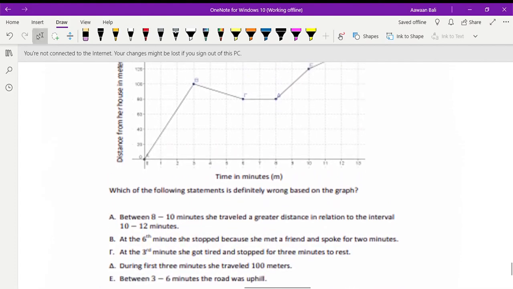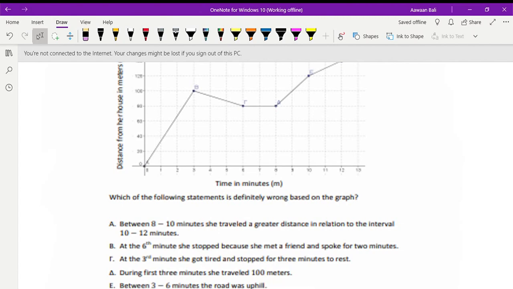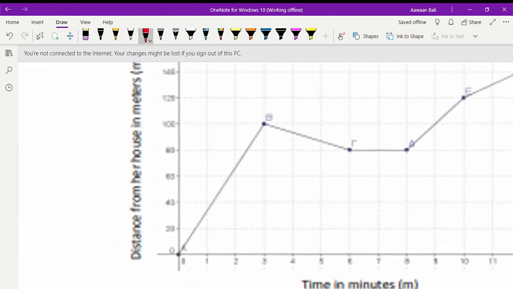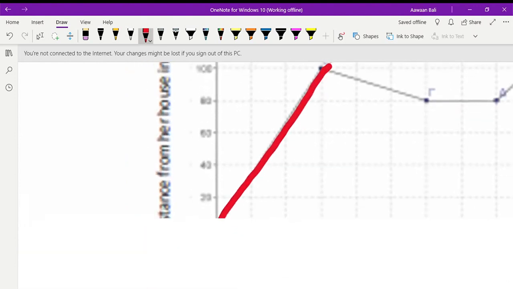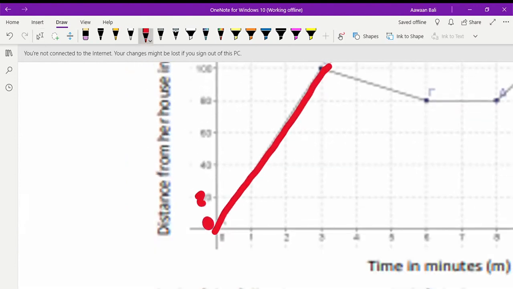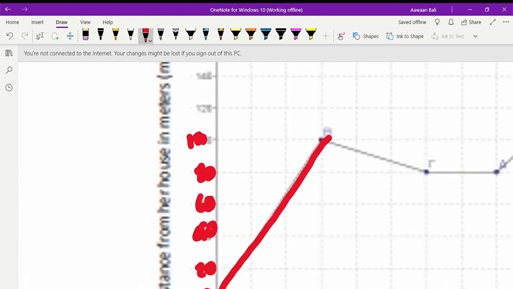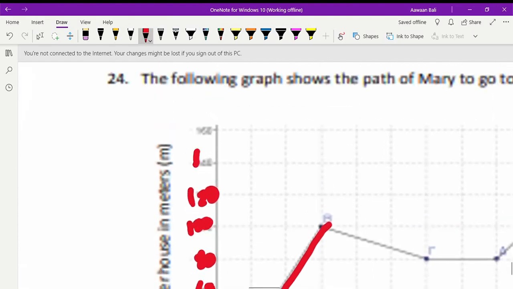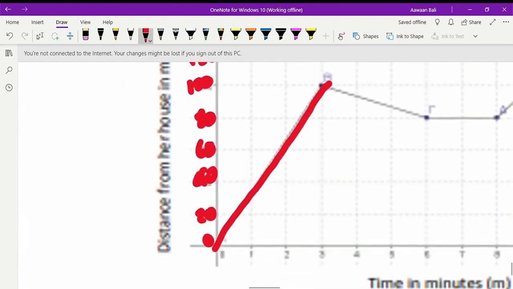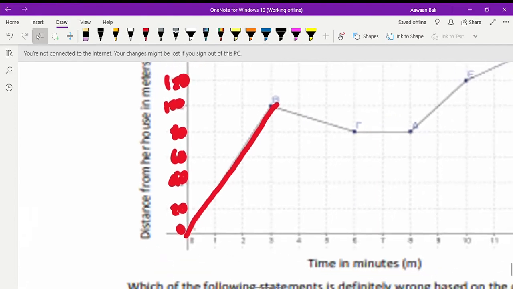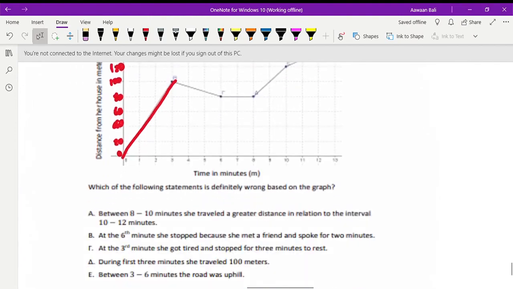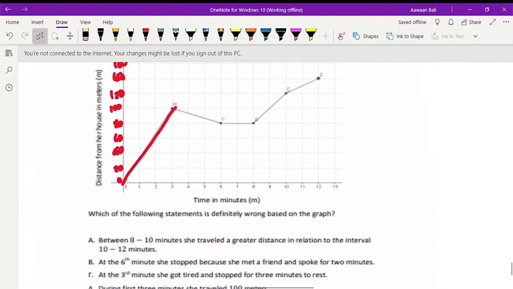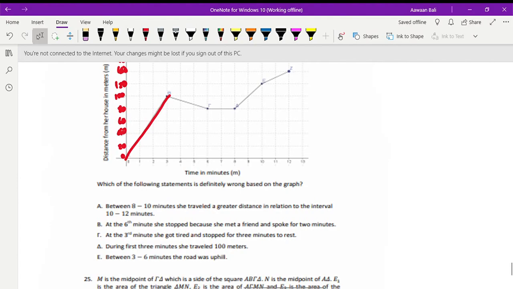Now Delta, during the first 3 minutes, she traveled 100 meters. So the first 3 minutes was quick. And now when you look here, it starts from 20. If you don't exactly see it, 0, 20, 40, 60, 80, and that's 100, 120, 140, 160. And the 100 and the 3-minute point, the Vita point, they match up exactly, which means Delta's correct.